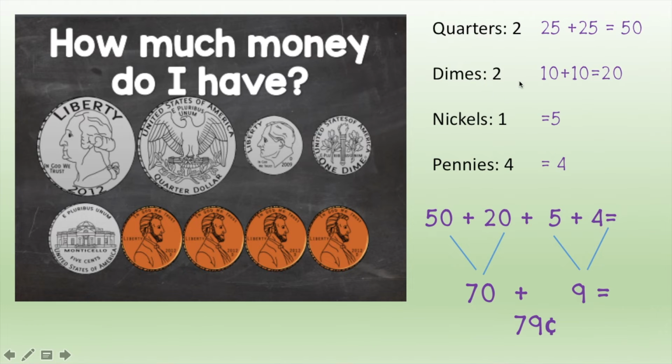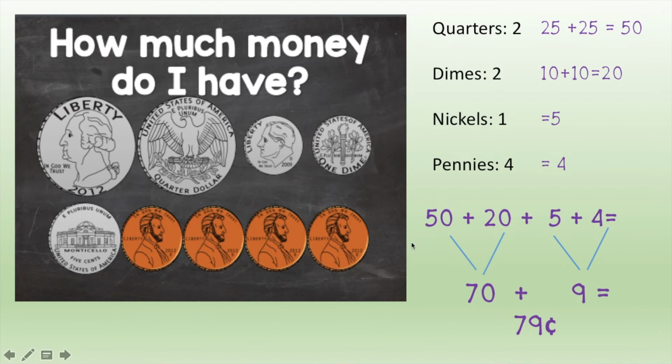Next, we have 2 dimes, which is 10 cents plus 10 cents equals 20 cents. Following that, there's only 1 nickel in this picture. We know that is 5 cents. And there are 4 pennies, so 4 cents. 4 pennies is the same as saying 1 plus 1 plus 1 plus 1.